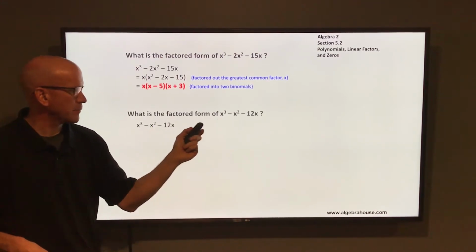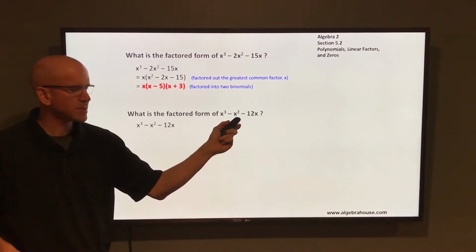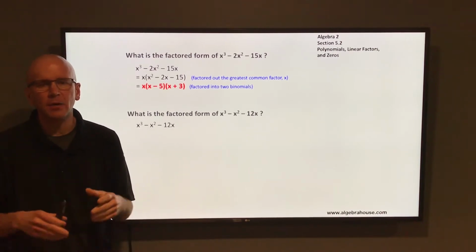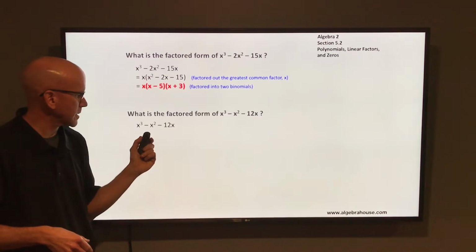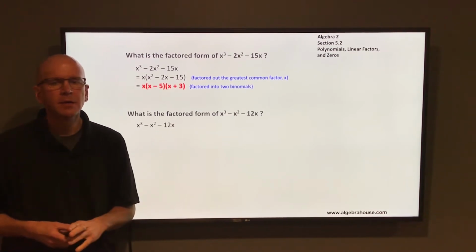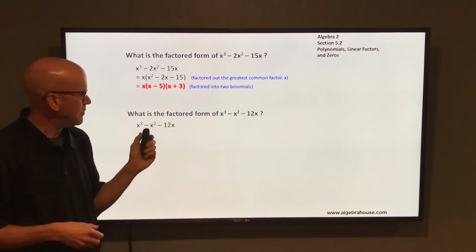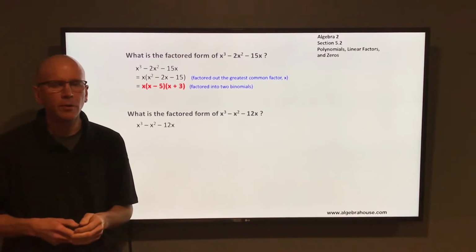Next, what is the factored form of x to the third minus x squared minus 12x? Once again, always look for a common factor that you can factor out. X is a common factor to those three terms. So if you factor an x out, divide each term by x, and that's what will go in parentheses.